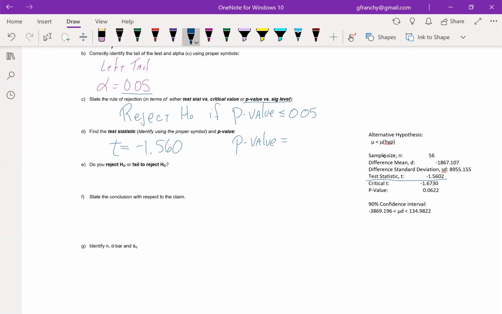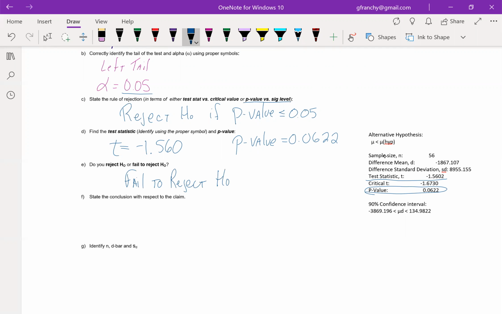So our test statistic here is negative 1.560. Our corresponding p-value is 0.0622. And that is not less than or equal to 0.05. So we do not reject the null hypothesis. We fail to reject the null hypothesis.